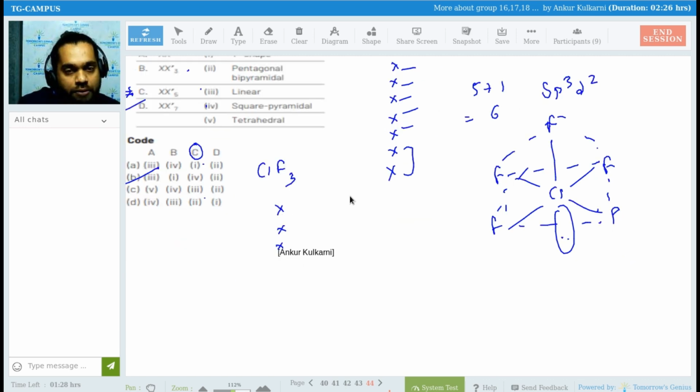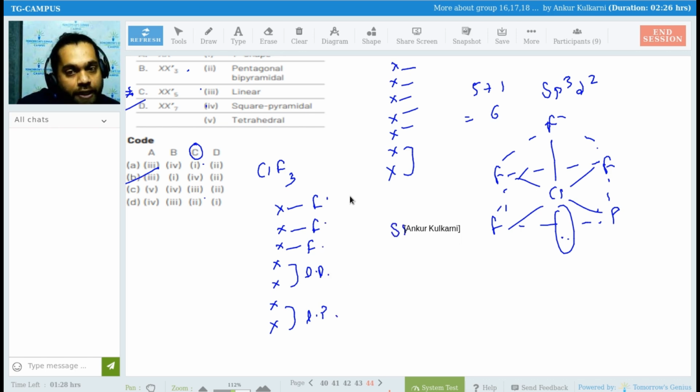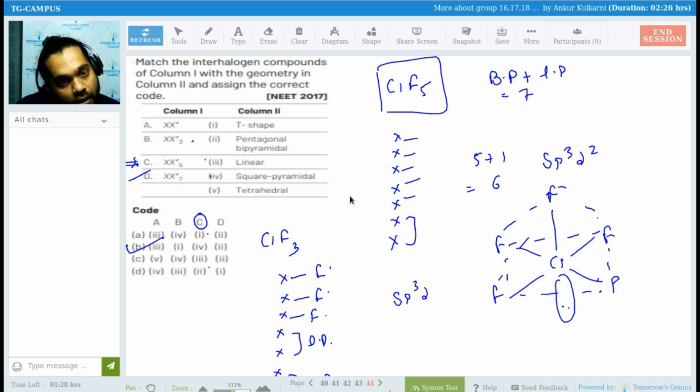So 1, 2, 3, 4, 5, 6, 7. So fluorine, fluorine, fluorine. And how many lone pairs do we have, Sasidharan? 2 lone pairs, sir. So what is the number? 1, 2, 3, 4, 5. 5 means sp3d. So what they have given in B is T shape.